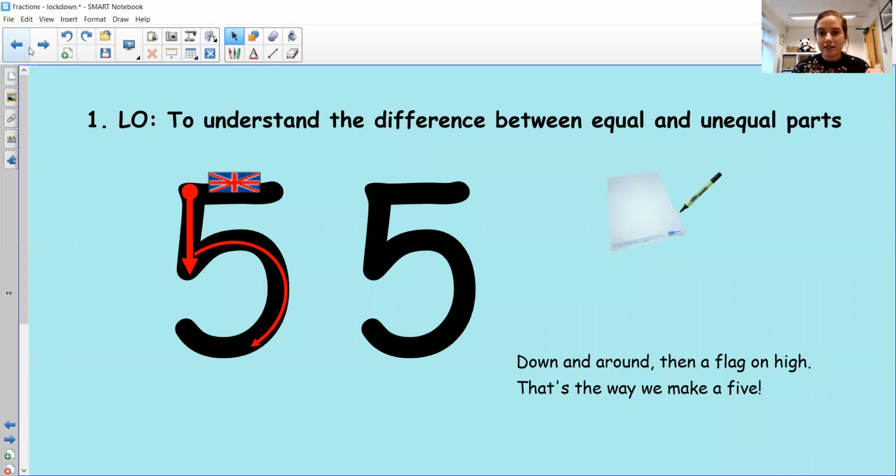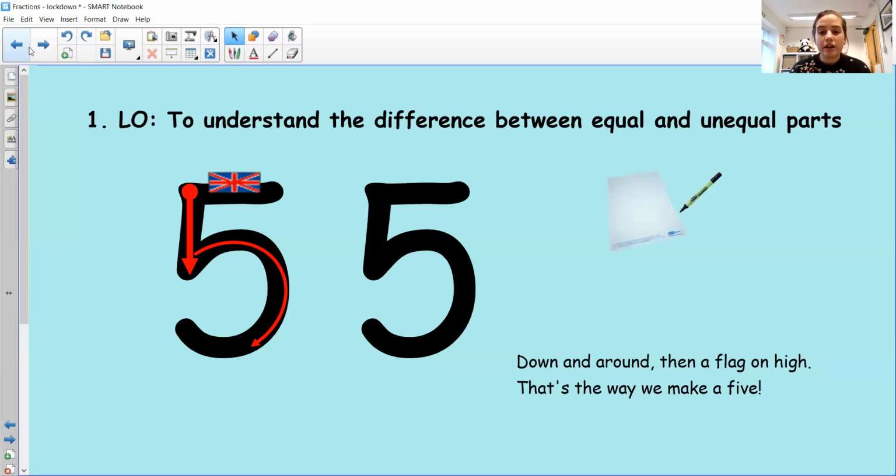So this week is all about fractions, and I think that this might be a new concept for you guys, because again, this was something that was missed just as we went into lockdown last year. So it's really important that we try and get that right for you guys this year. So what I thought we'd start off by doing is some practicing of number formation every day, because this is something that we do in school.